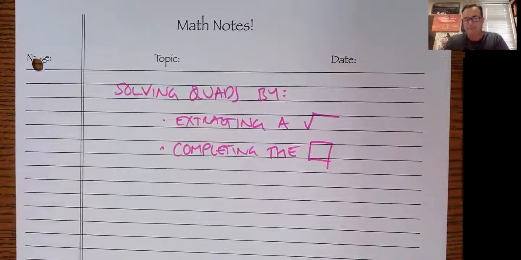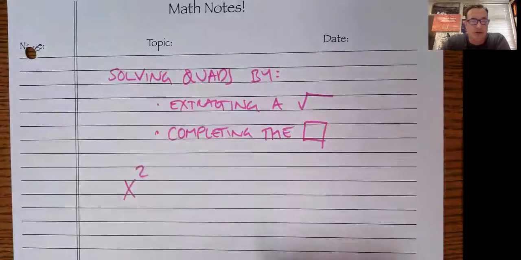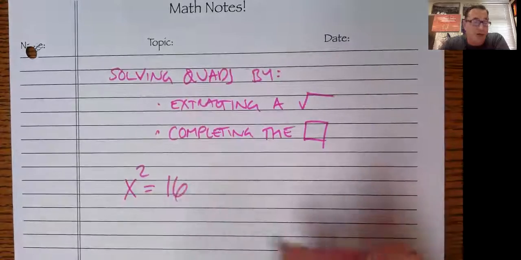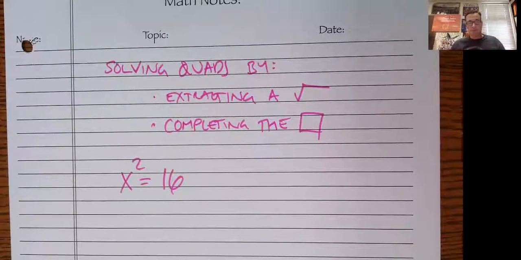So here's the thing. Extracting the square root is kind of great because these are problems that are set up in such a way where you've got an x squared term and it's equal to another term like this. Now, y'all, let's see how much you've learned. Tell me, what does x equal in this case?